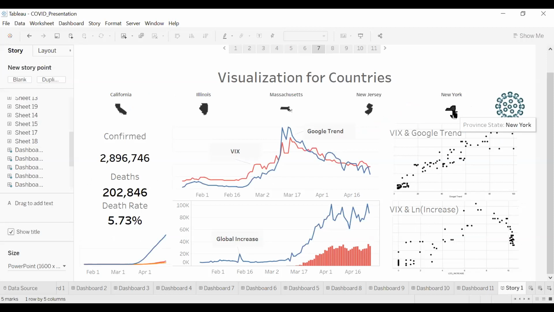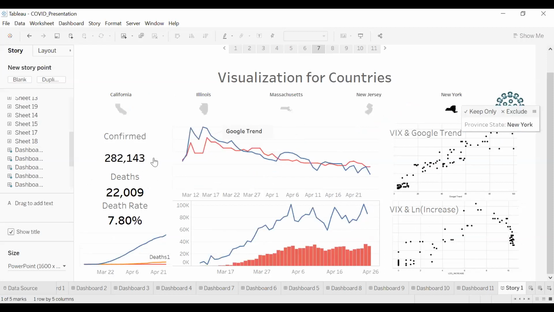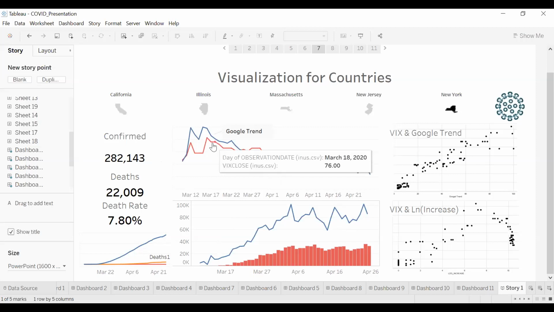So we can see New York is the most serious area with cases over 200,000. And the death rate is 7.8%. And we can see from this central plot, these increased cases are kind of in the same trend as the Google trend.